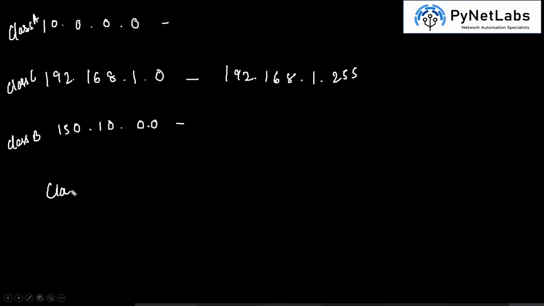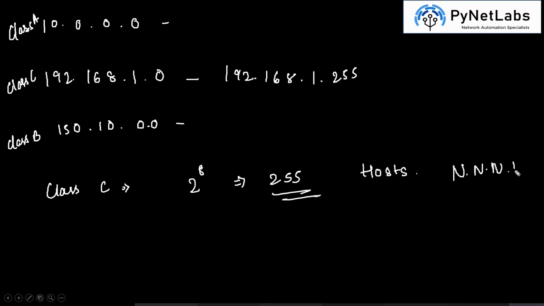So for class C, we simply put the number of host bits as the power of 2. If we do 2 raised to the power of 8, we get 256. So these are the number of hosts in an IP address of class C. We know that the prefix of class C is n.n.n.h, so we are just putting the number of host bits as a power of 2.